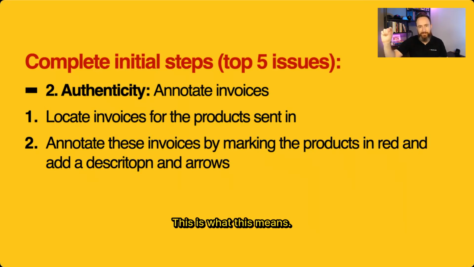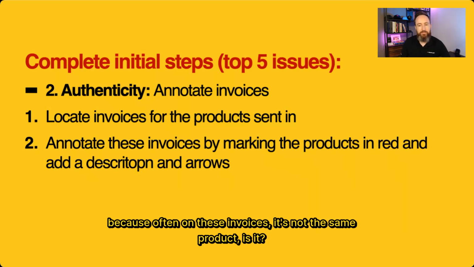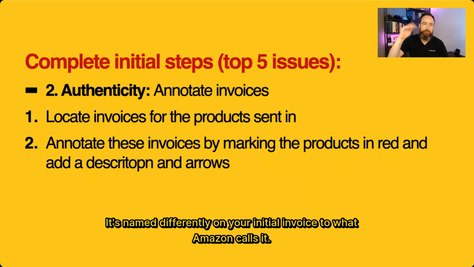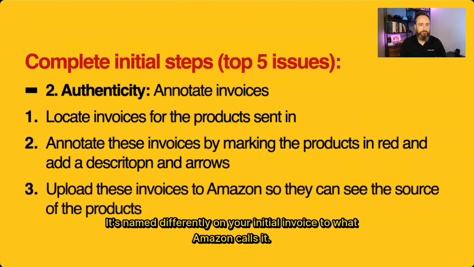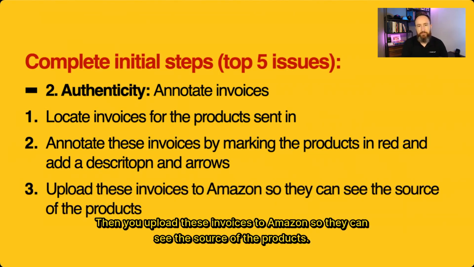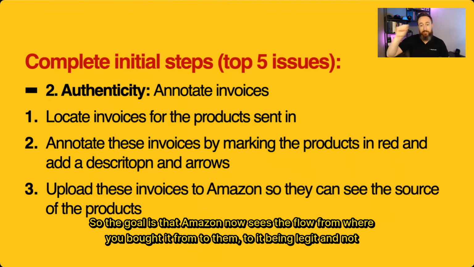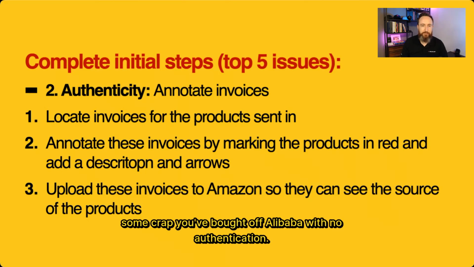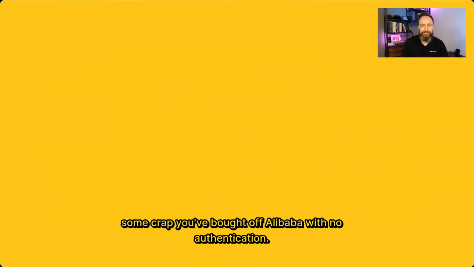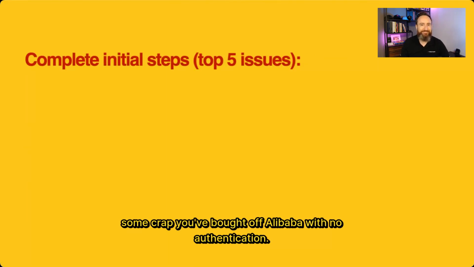This is what this means. This is why this is the product which I sent in. Because often on these invoices, it's not the same product, is it? It's named differently on your initial invoice to what Amazon calls it. Then you upload these invoices to Amazon so they can see the source of the products. So the goal is that Amazon now sees the flow from where you bought it from to them, and that it's legit and not some crap you've bought off Alibaba with no authentication.